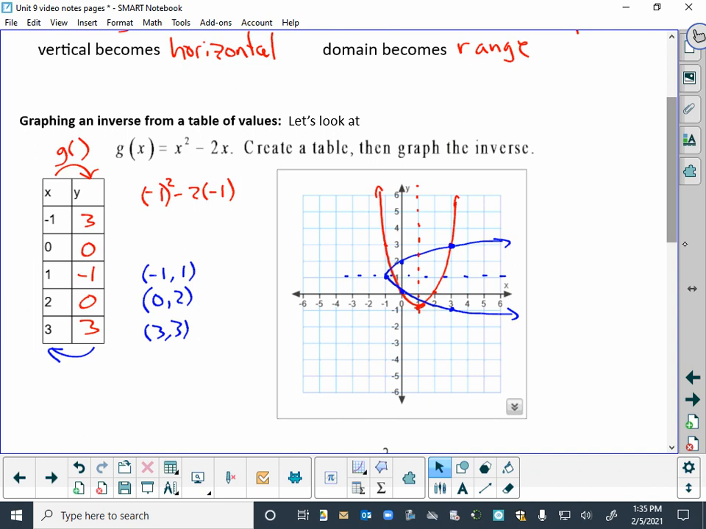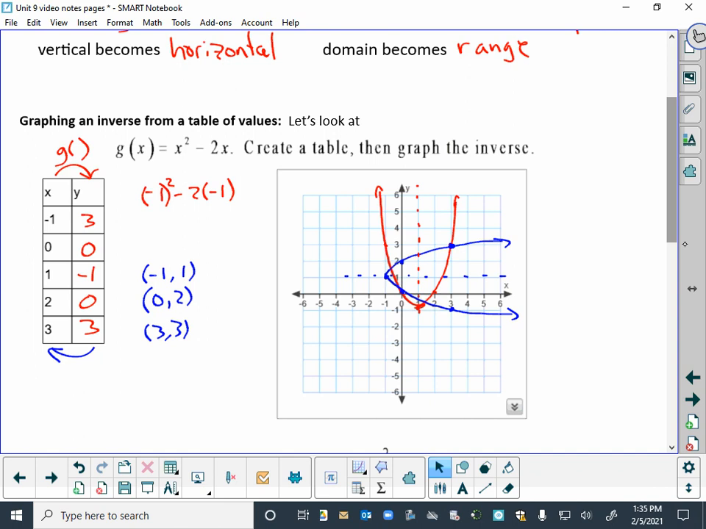Now, this particular example I did on purpose because we can get the graph of what the inverse is supposed to look like, but the inverse itself is not a function. Remember, a function has got to pass that vertical line test, and the inverse here does not pass the vertical line test. Okay? So sometimes we have to look out for functions whose inverses are themselves not functions.